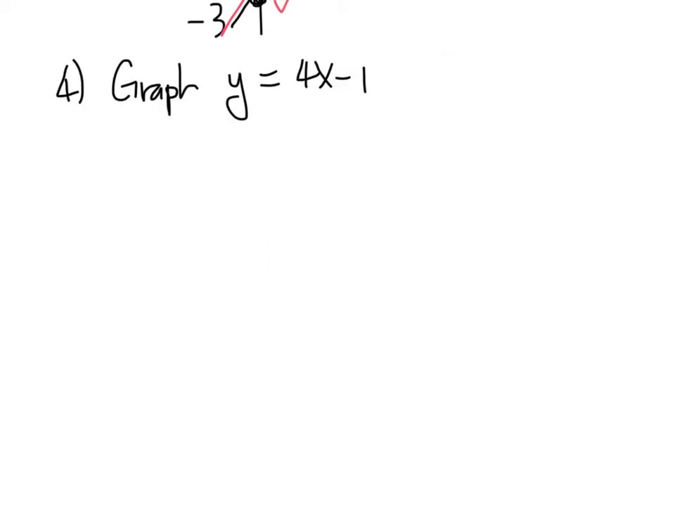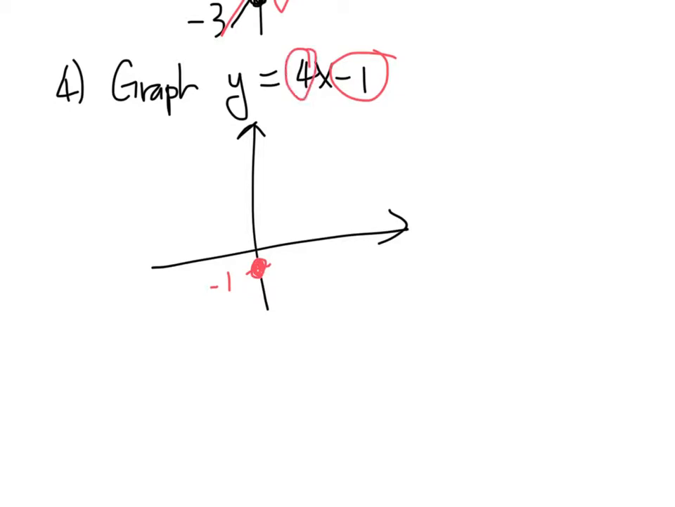Number 4, you had to graph this, and question number 4 and question number 3 are quite different, right? So over here, you have to find the y-intercept, which is at -1. Put a dot there, right? Okay, and then the slope is 4, which is the same as 4 over 1. You go up by 4 and to the right by 1.